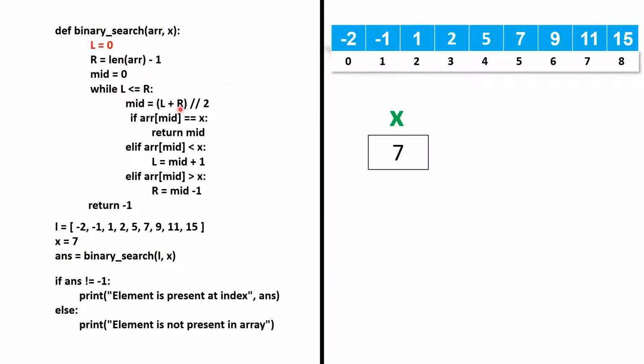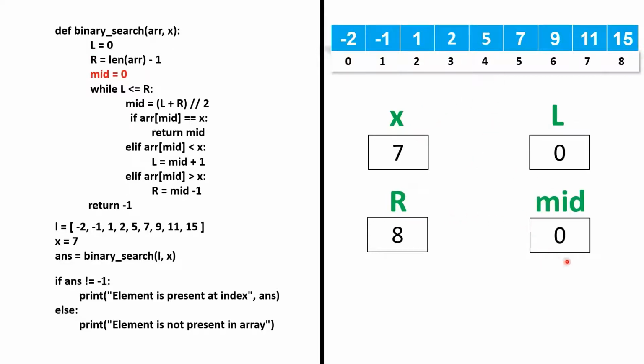We need three important variables: L to point to the starting index of the array. So now we have L as 0. Then another variable R to point to the last index of the array. Since array index starts from 0, we put len of ARR minus 1, and it gives R as 8, which is the last index. Then we need another variable to point to the middle of the array. For now, we initialize it with 0.